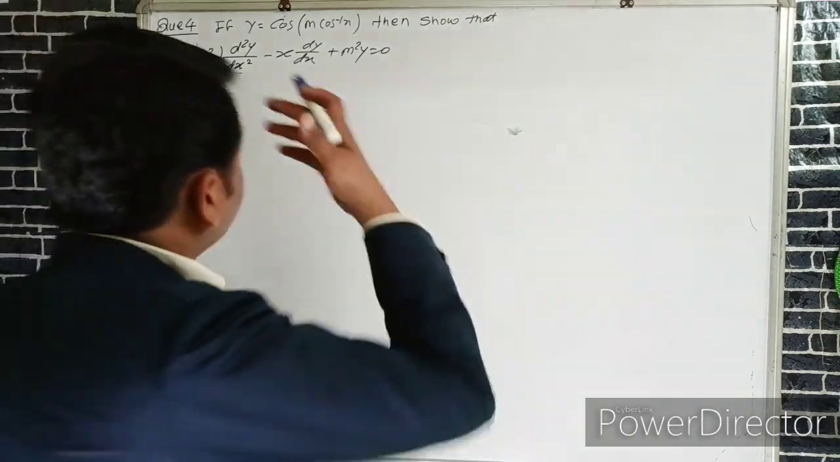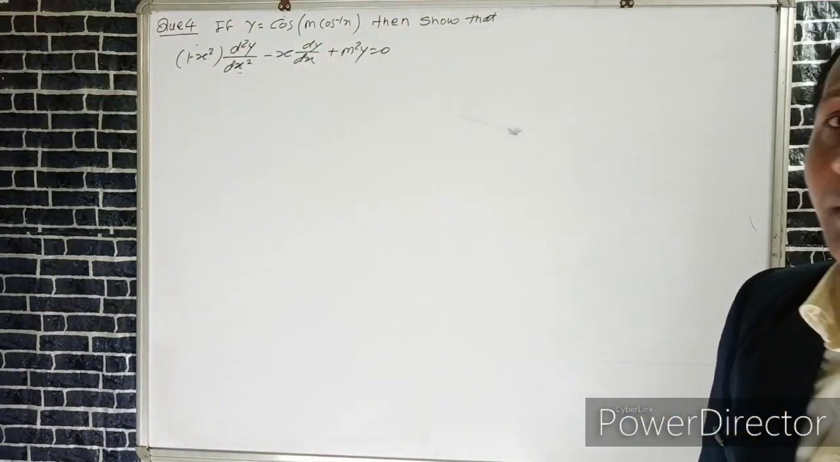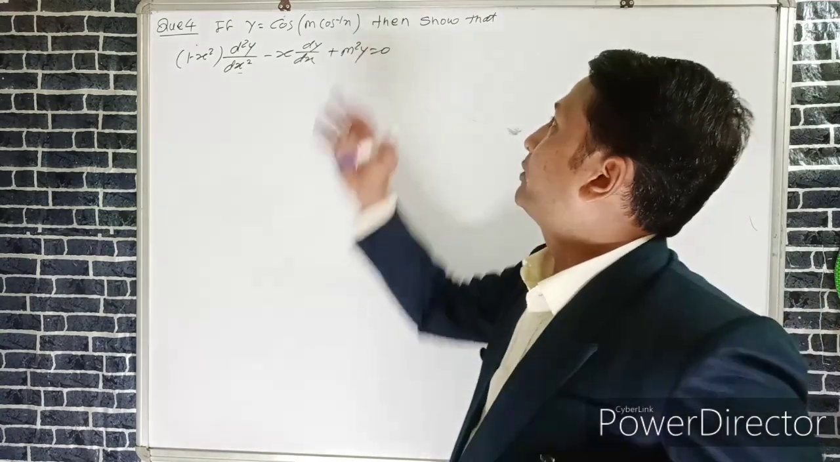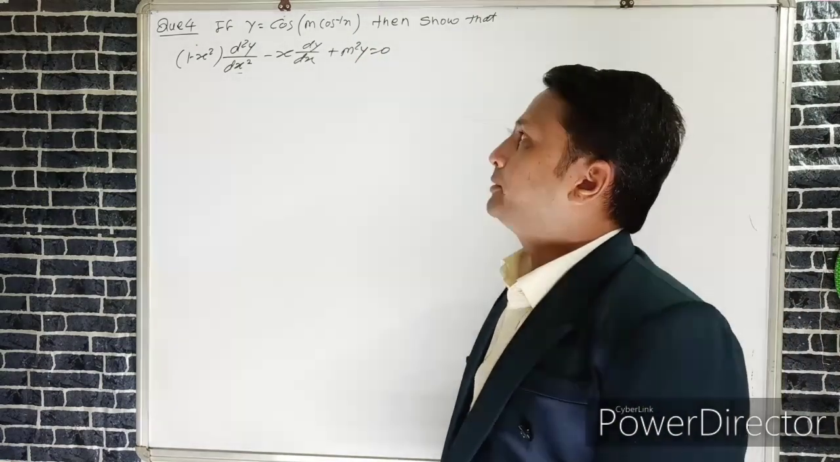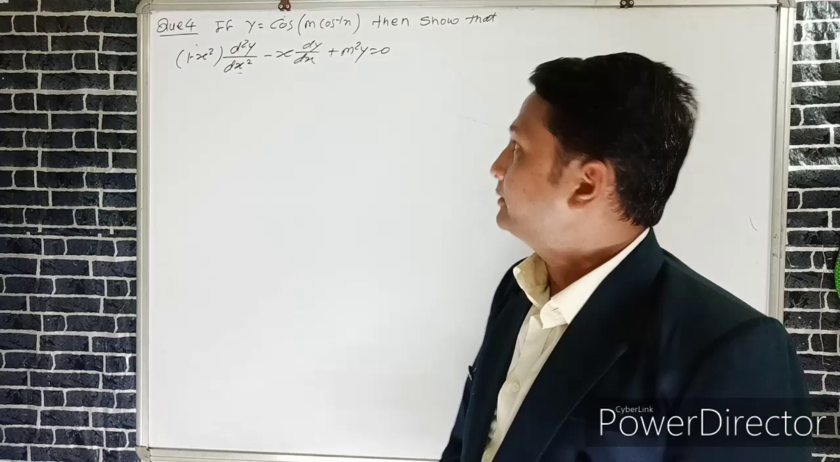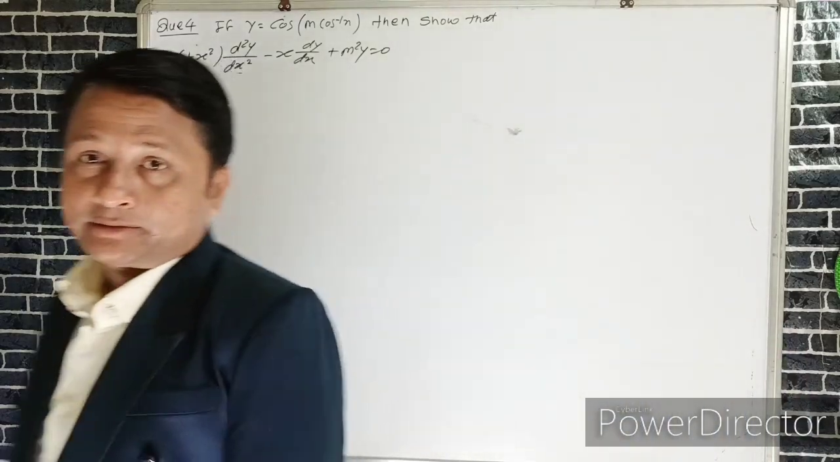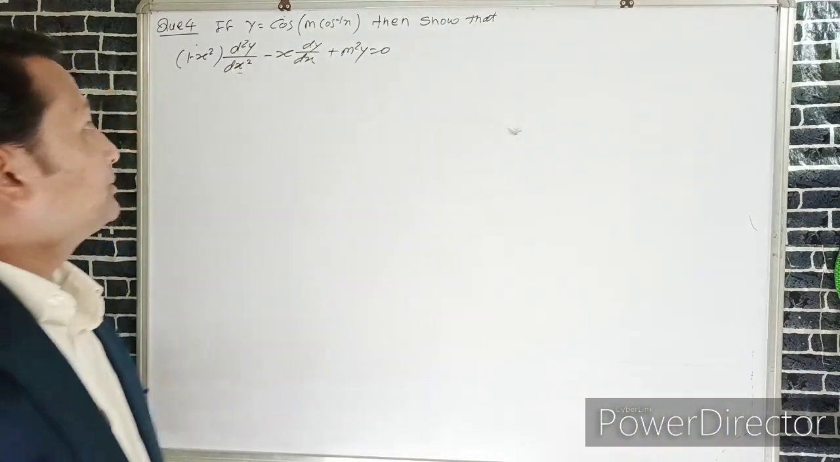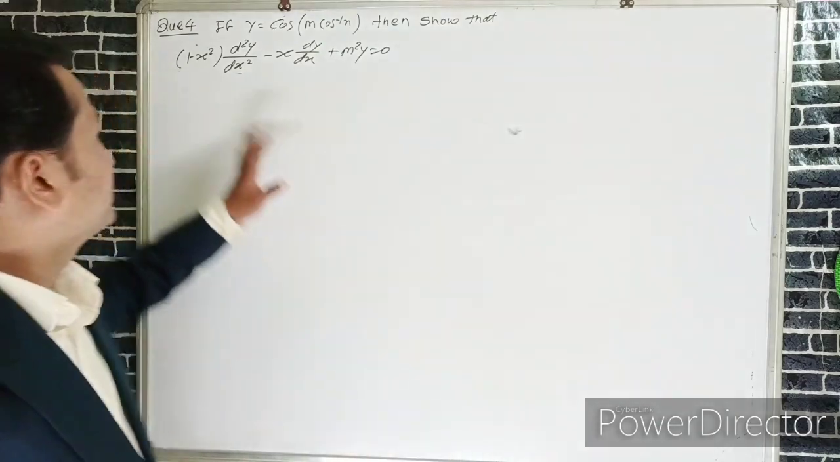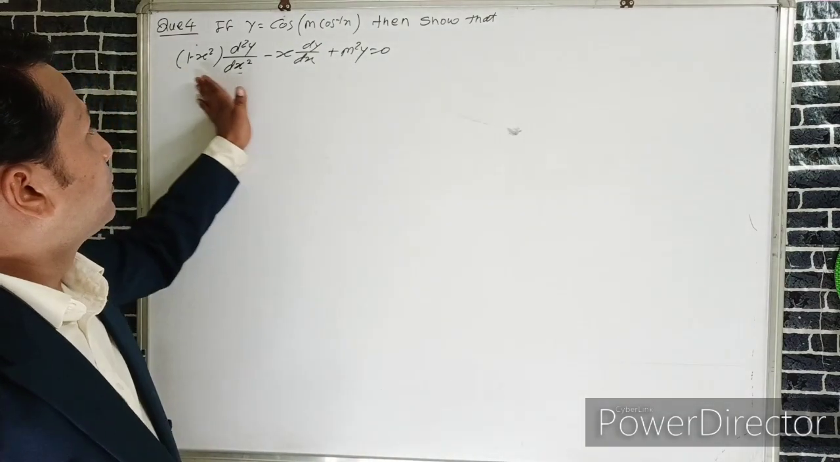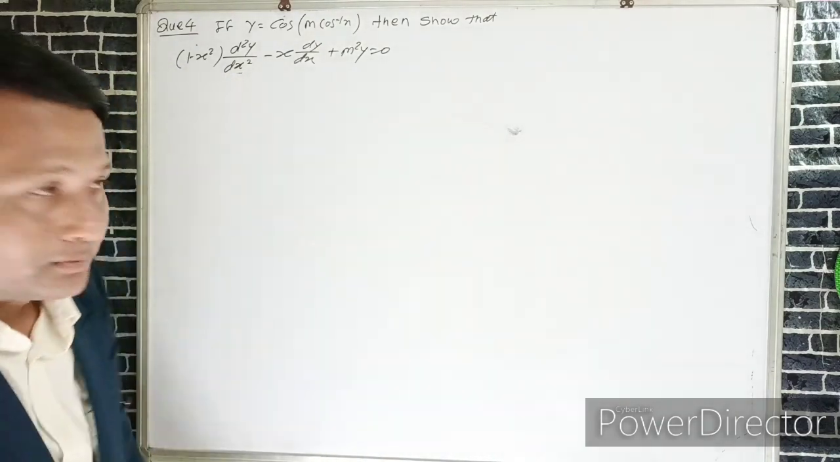So the next question, question number 4: y is equal to cos of m cos inverse x. Then we have to show that 1 minus x square into d2y by dx square minus x into dy by dx plus m square y is equal to 0. This whole term we have to prove is equal to 0.